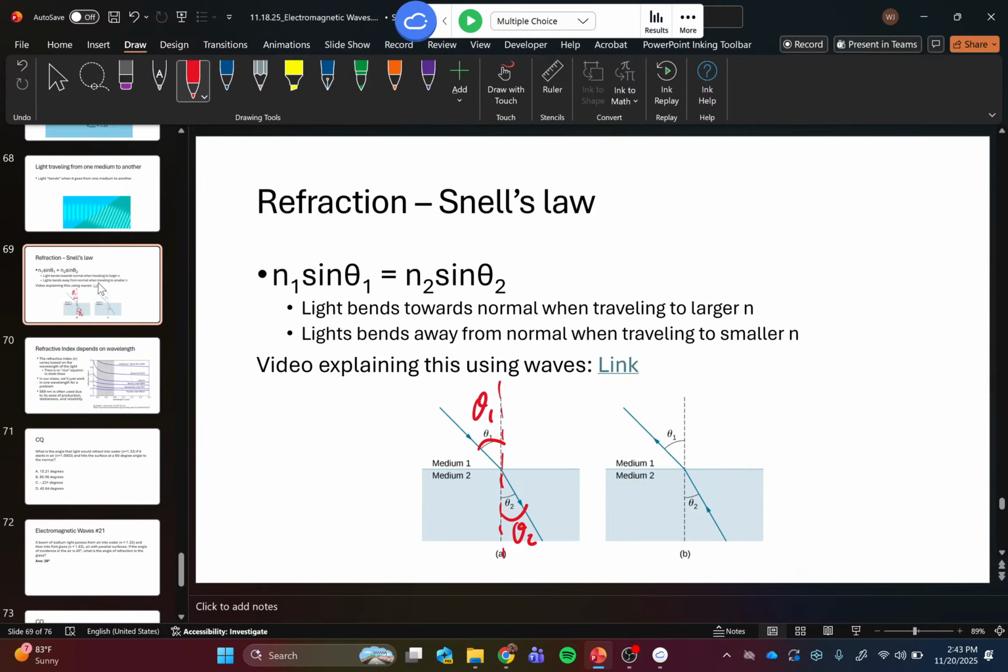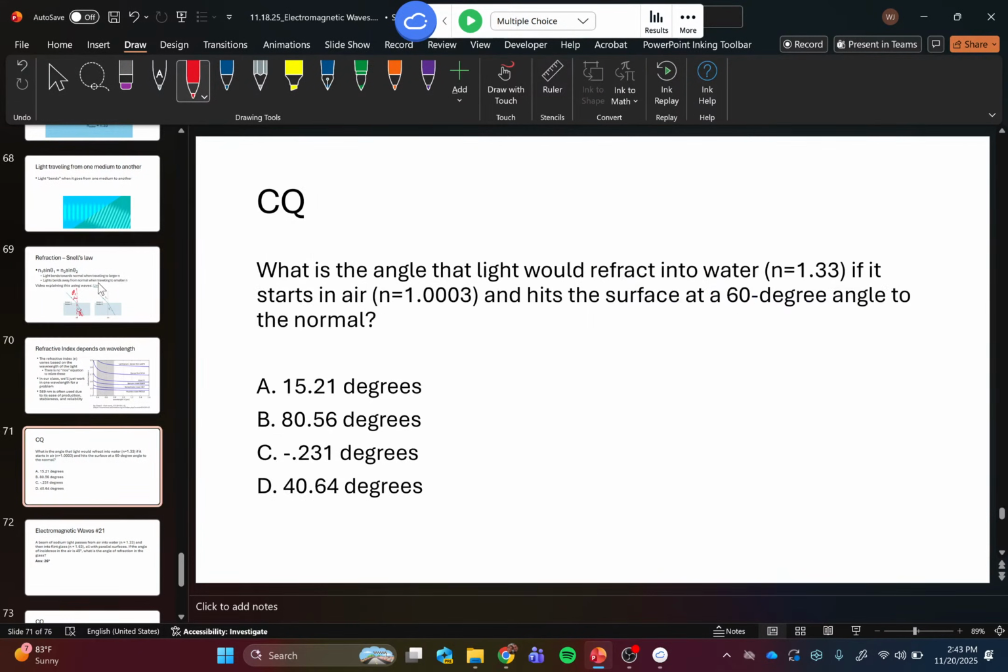All right, but this equation is really easy to use. It's so easy to use, I'm not going to even do one; just try it. I have the utmost confidence you all can solve this. What is the angle that light would refract into water? Refract is a fancy word for the angle it enters the water with. It's going to be different than the angle I hit with. So I start in air, and I enter water.